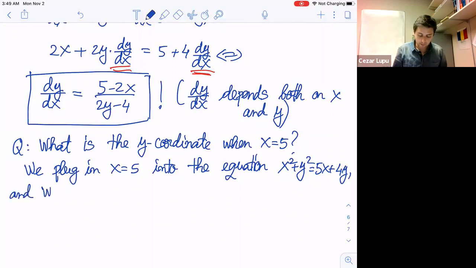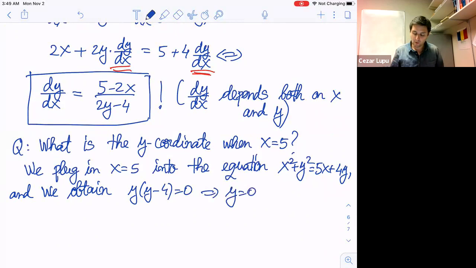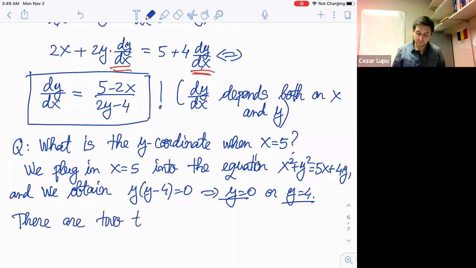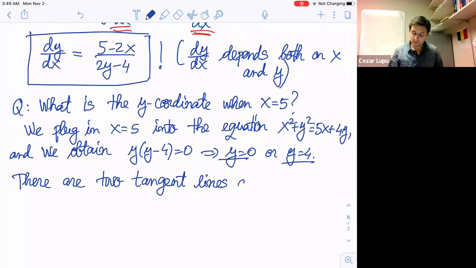And we obtain the following. We obtain that y squared plus 25 equals 25 plus 4y, so this is easy. We obtain that y times y minus 4 equals 0. So from here we'll have y equals 0 or y equals 4. So there are two tangent lines at x equals 5, for two y coordinates.